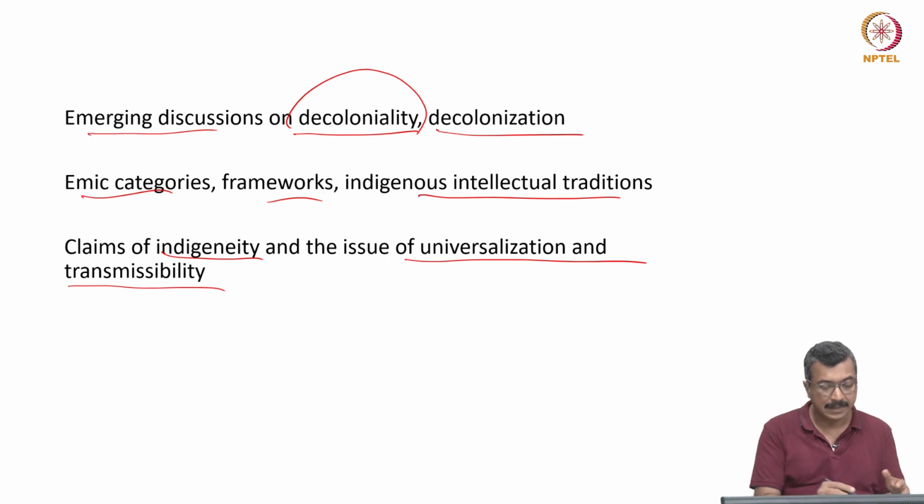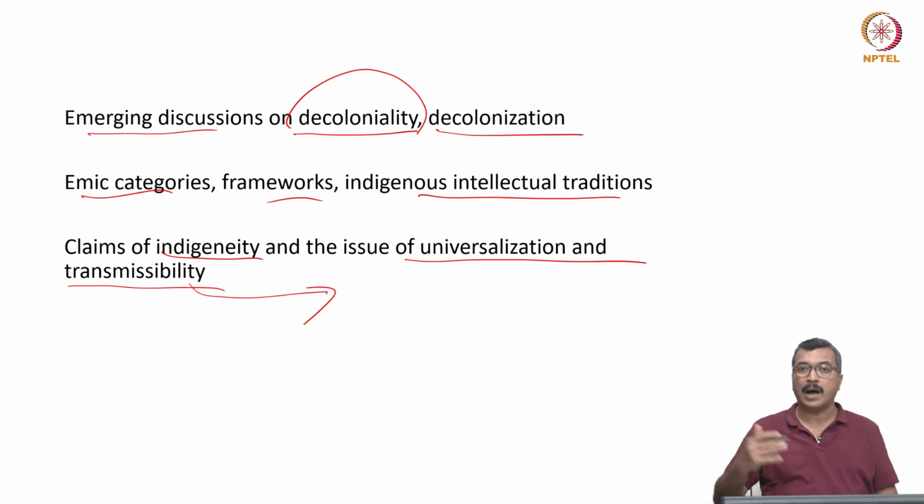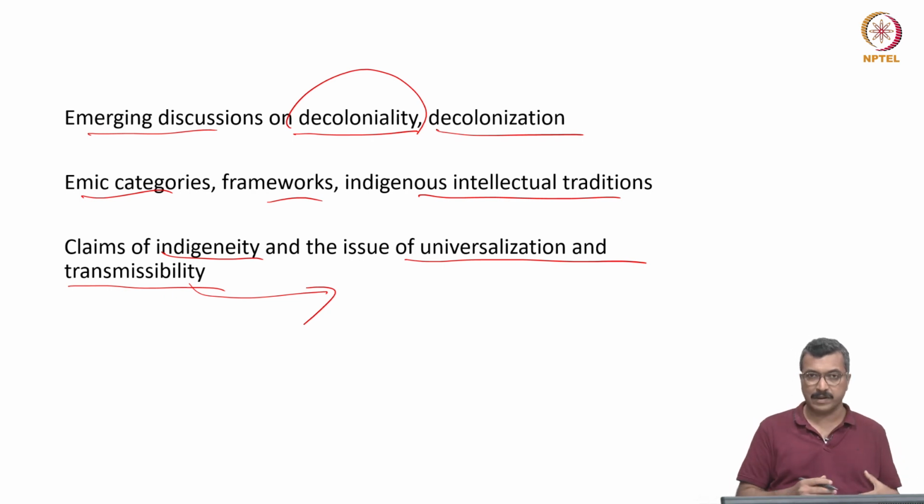And to what extent can these emic categories and frameworks be translated to other contexts? Okay. For example, if every community says that our framework is capable of explaining our society, then because of that very reason, that framework will not be able to explain some other context. So at the end, no transmissibility is possible. There's no communication possible. Everybody will be harking back on their own understanding of what their tradition means.